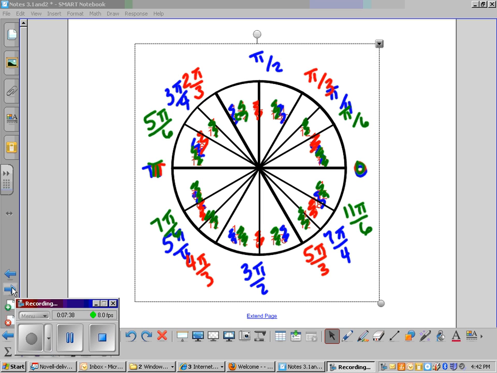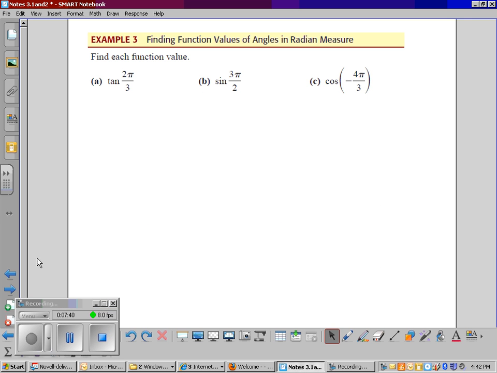Let's look at how we would use some of these values. We can evaluate trig functions. For instance, tangent 2 pi over 3, it's easy to see that our reference angle here is going to be pi over 3. So we fold down our pi over 3 angle on your hand. You're using your hand trick to get the value. And then remember that tangent's on the back of your hand. So we're looking at square root of 3 over square root of 1. So that's the value of tangent pi over 3.